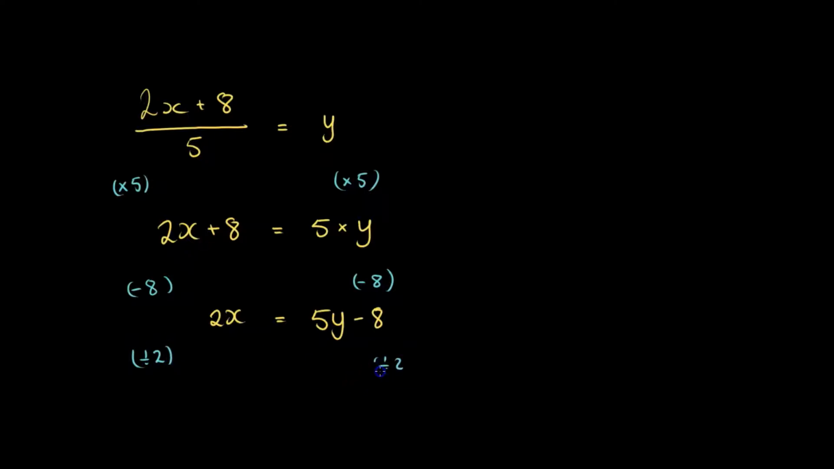Let's do that. And now hopefully you can see that I've got to my answer. I've rearranged the equation, so x is now the subject. It's by itself on one side of the equation. Now I'll have 5y minus 8 all over 2.